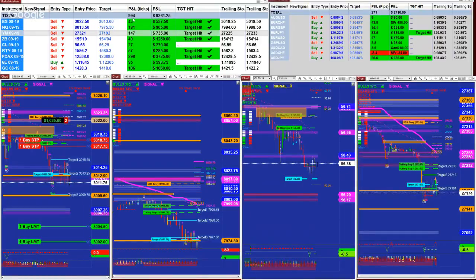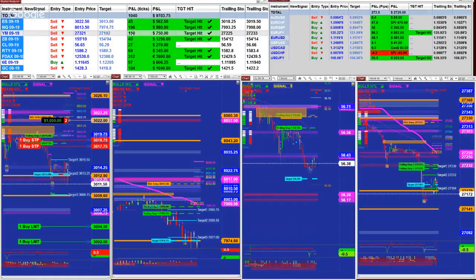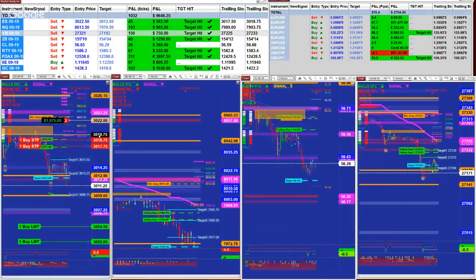We're just about to hit 1,000 ticks based on one contract, $9,600 based on 1,000 ticks on one contract only. This is power.